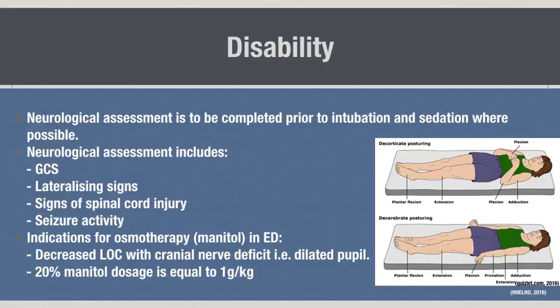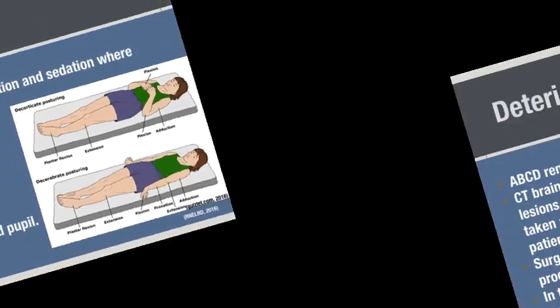Disability. Neurological assessment is to be completed prior to intubation and sedation where possible. Neurological assessment includes GCS, lateralizing signs, signs of spinal cord injury, and seizure activity. Indications for osmotherapy, such as mannitol in the emergency department, include decreased level of consciousness with cranial nerve deficit, such as a dilated pupil. 20% mannitol dosage is equal to 1 gram per kilogram.